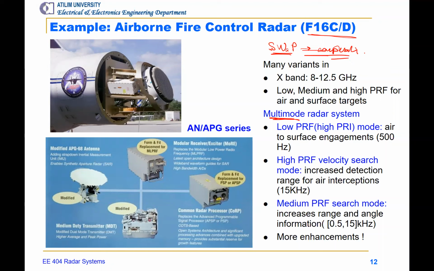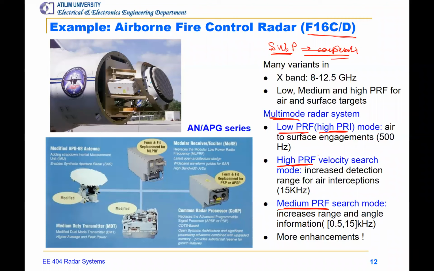It is a more complex system you have to design to make smaller size, smaller weight, smaller power. And multi-mode here refers to different PRF ranges, okay? Low PRF mode, high PRF mode, and medium PRF mode. So low PRF mode, which corresponds to high PRI, is for air-to-surface engagements.